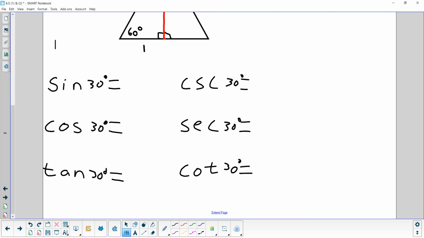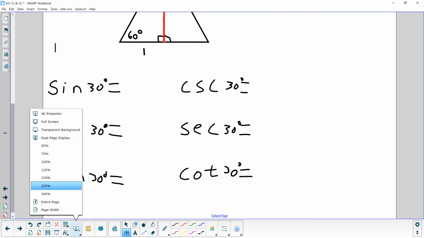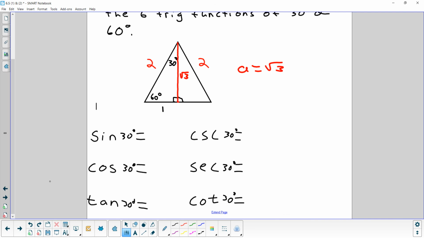Alright, we'll start with the sine of 30. Julie, what's the sine of 30? 1 over 2. Yep, 1 over 2. And Caleb, cosine of 30?